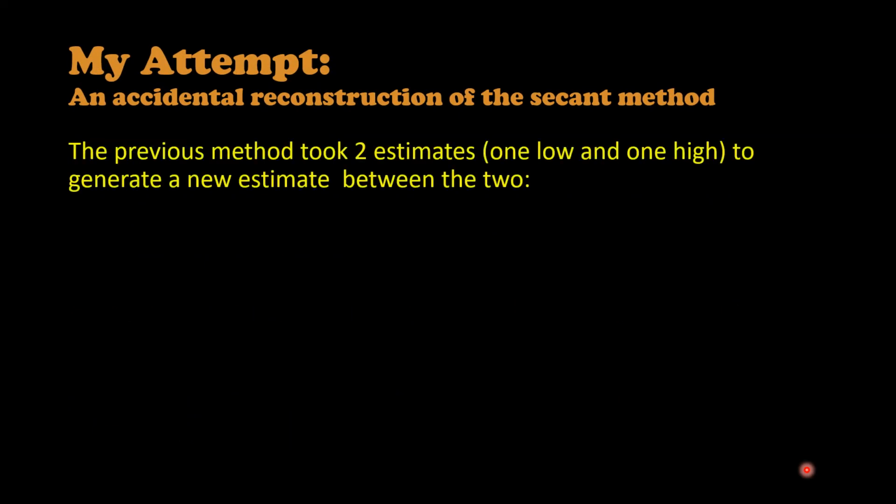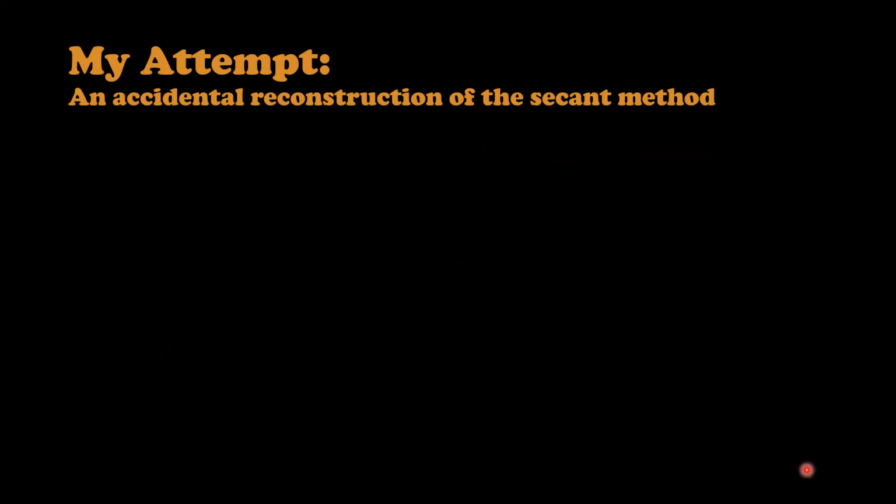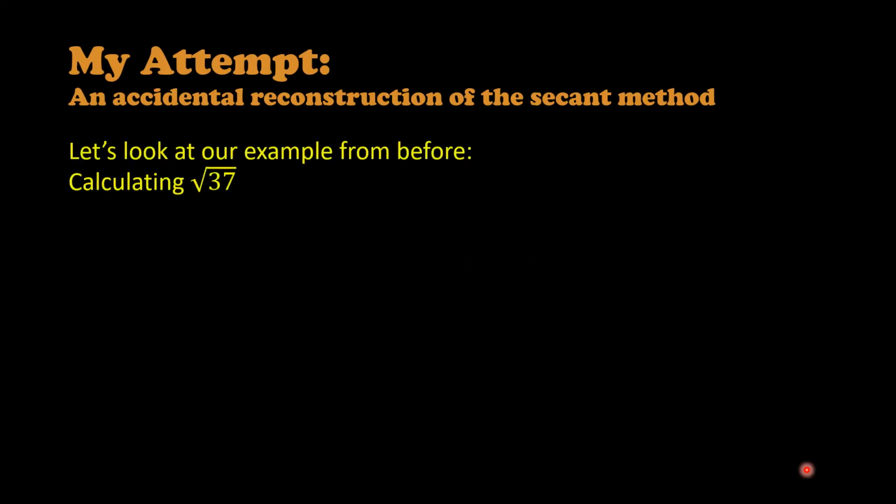But the idea is, if we compare to the bisection method, we took two estimates, a lower estimate and a high estimate, so one that's too low, one that's too high, and we used it to generate a new estimate. So we basically say if we know that square root of n is between L and H, then we can get a better approximation by saying square root of n is approximately the average, the midpoint of L and H. Well, we don't have to choose the midpoint. We could choose any point between L and H as our next estimate. And perhaps we could make a more educated guess here.